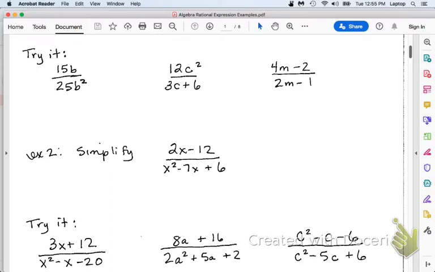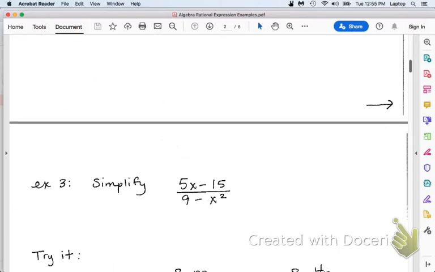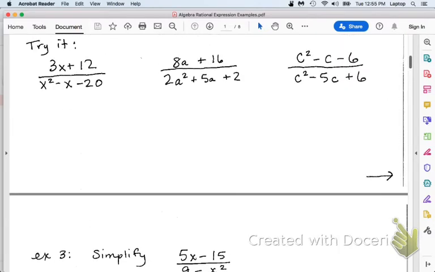And we'll continue. So we'll try a few more. Okay, so in this first one, try it, 3x plus 12. I know that they both have a factor of 3, and then I have a trinomial in the denominator, and I'm going to be looking for factors of negative 20 that will sum to a negative 1. So since it's a negative 20, one will be positive, one will be negative. 5 and 4 have a difference of 1, so I would need the 5 to be negative.